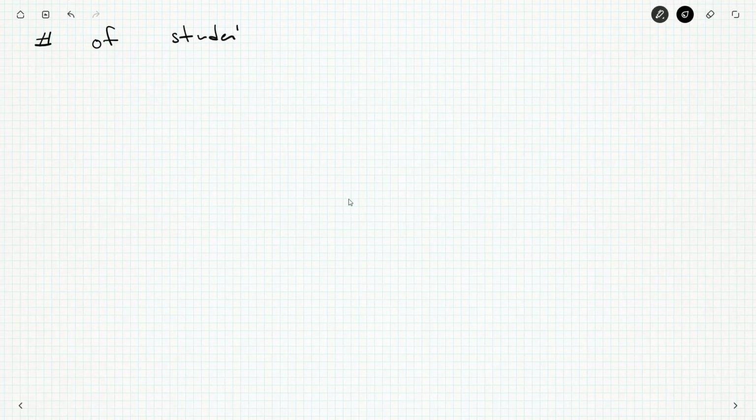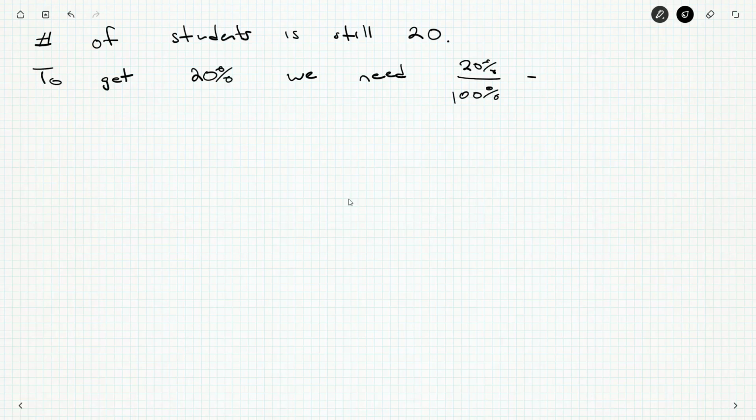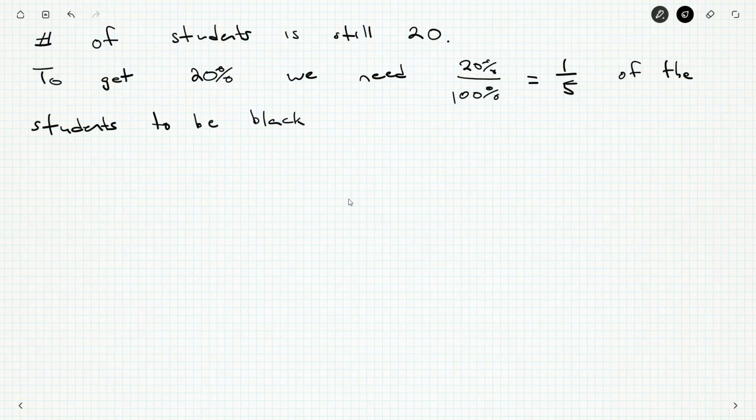So the number of students is still 20. To get 20%, we need 20% out of 100%, which is actually 1 out of 5. So 1 out of 5 of the students needs to be black-haired.